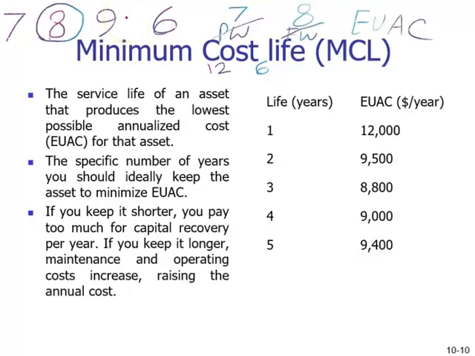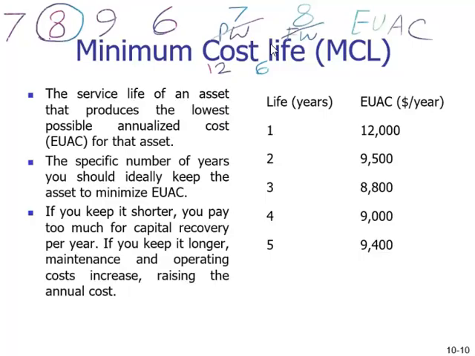Now when you read this again, it's going to make better sense to you. The service life of an asset that produces the lowest possible annualized cost for the asset. Everything now makes sense. Another definition: the specific number of years you should ideally keep the asset to minimize EUAC. The same as the previous one, just different wording. If you keep it 1 year more, it will increase it. If you keep it 1 year less, you will increase it. Why? Now in the third bullet you see it.